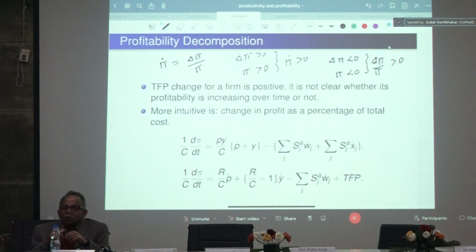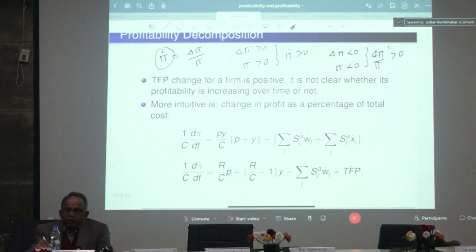So to avoid that type of scenario, instead of using pi dot, we just express profit as a percentage of cost. Okay, so to measure profitability change, we'll be using this. So this is like delta pi, and then again, instead of dividing by pi, we are dividing by c. So we just say the word change in profit as a percentage of total cost. Now this will never have the situation that I was talking about in here, because cost is always positive, right?